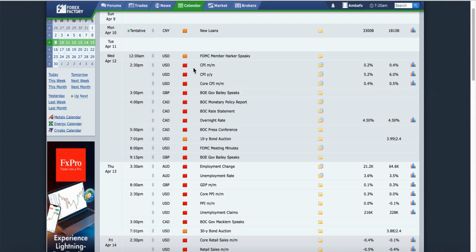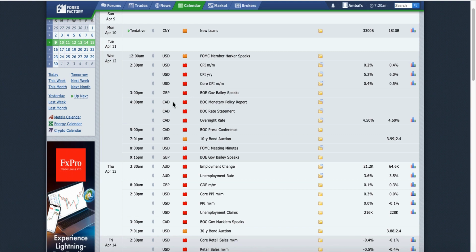If we see this CPI coming out below expectation, then that means there will be a crash in the dollar. But if we see it coming out above expectation, we should be looking at dollar strength, as the DXY is standing on the support level right there. On Wednesday we also have the Bank of England speak, but we don't expect much from there.